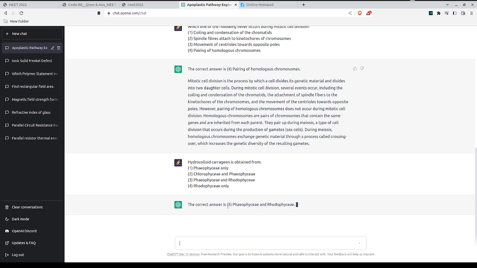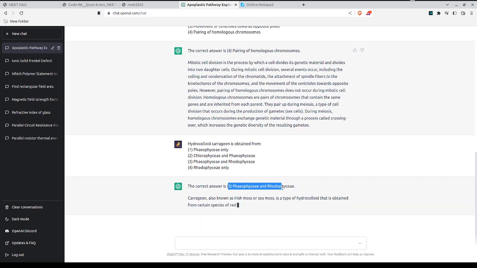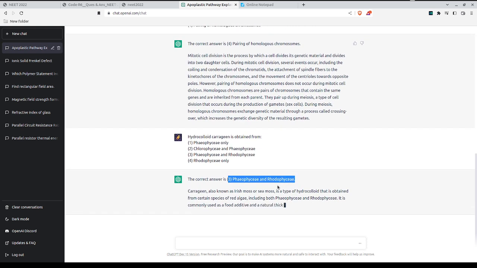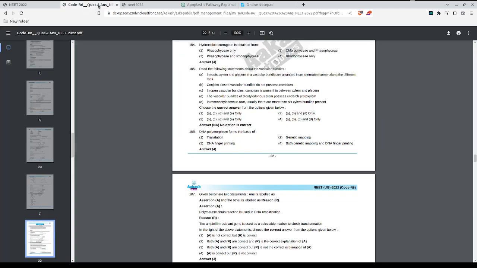Hydrocolloid carrageenan is obtained from: 1. Phaeophyceae only, 2. Chlorophyceae and Phaeophyceae, 3. Phaeophyceae and Rhodophyceae, 4. Rhodophyceae only.